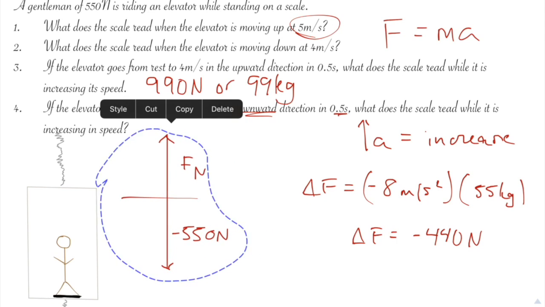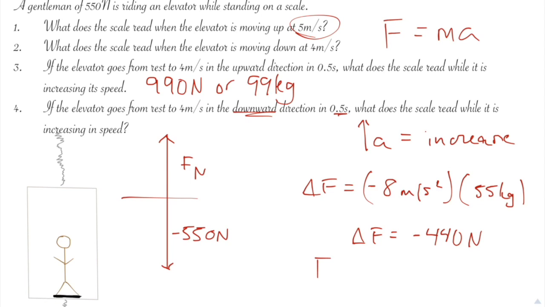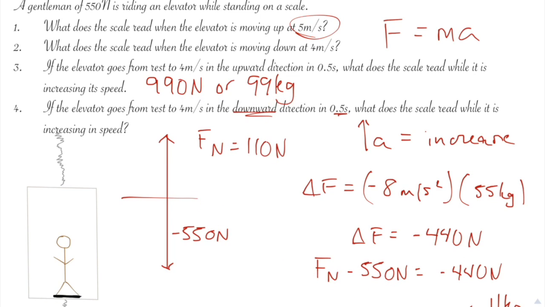And so again, we're going to go ahead and put the components of gravity as the normal force minus the 550 newtons of the gravity on the man. And then when we solve for the normal force, we get that the normal force is equal to 110 newtons. And then if we convert that to kilograms, it would be 11 kilograms on the scale. But the normal force is 110 newtons. The scale might read in newtons or it might read in kilograms, but the normal force is 110 newtons.